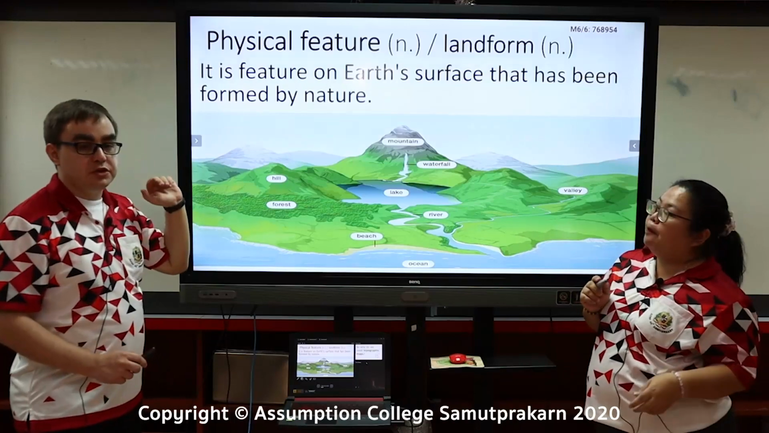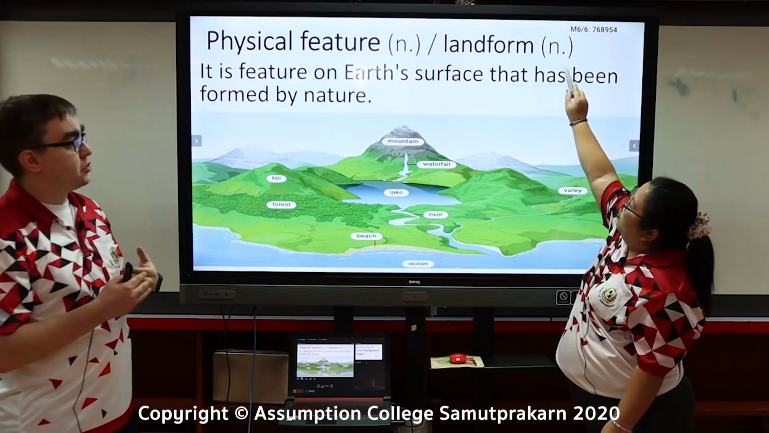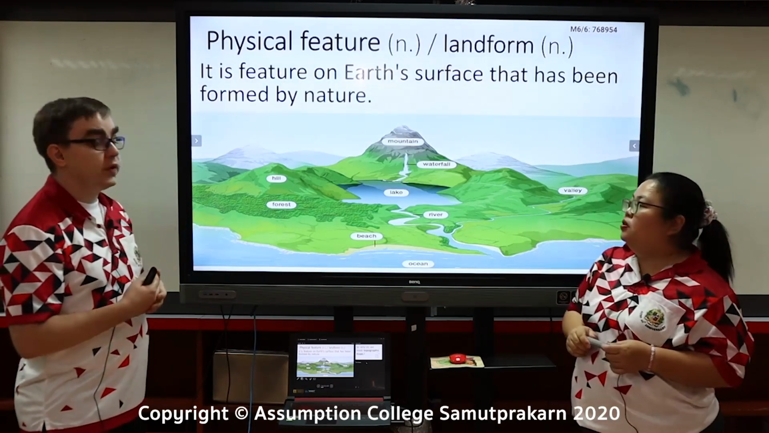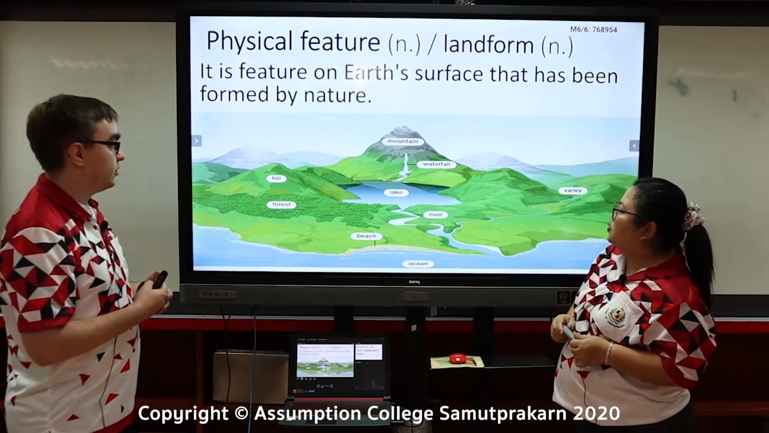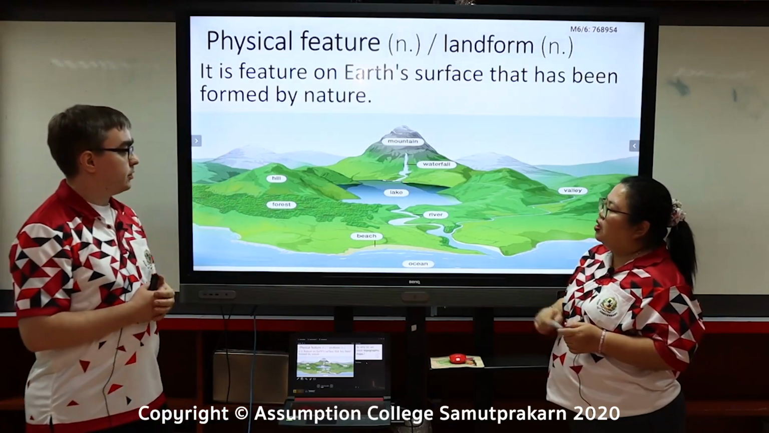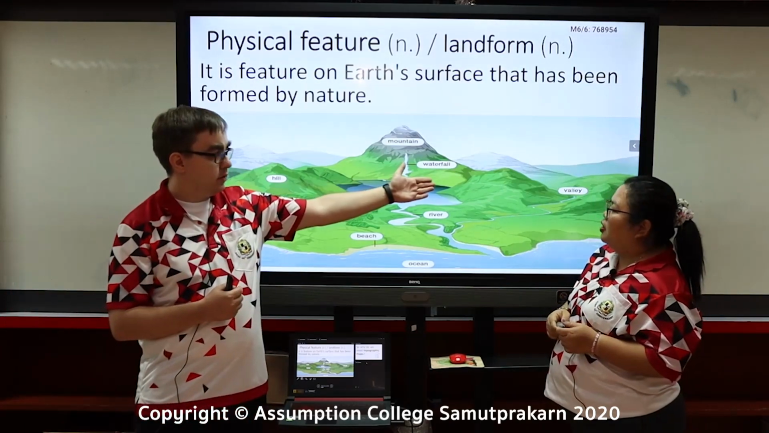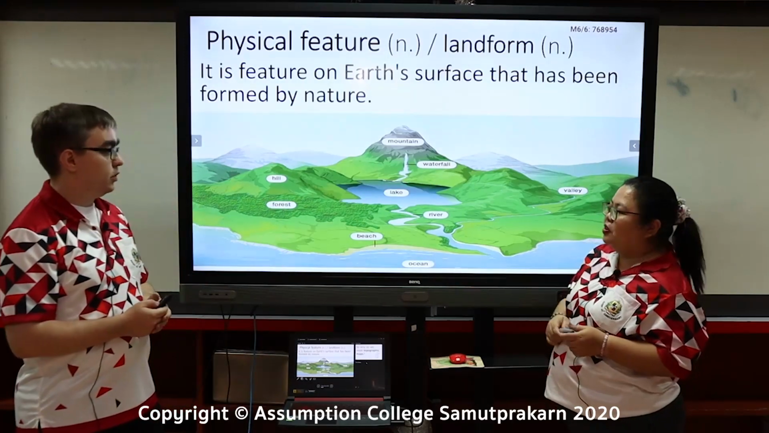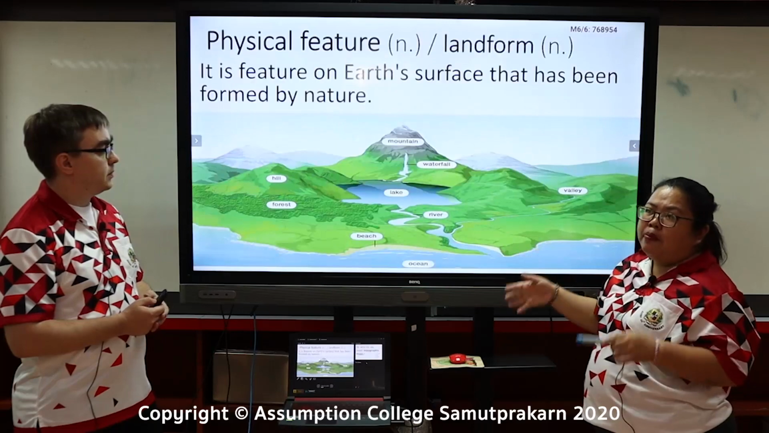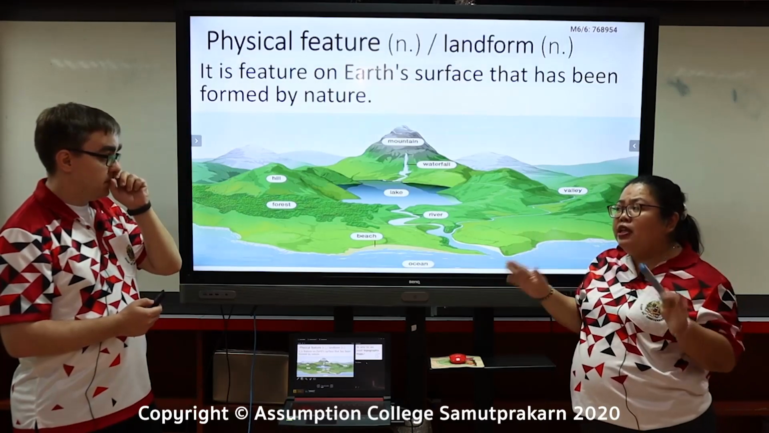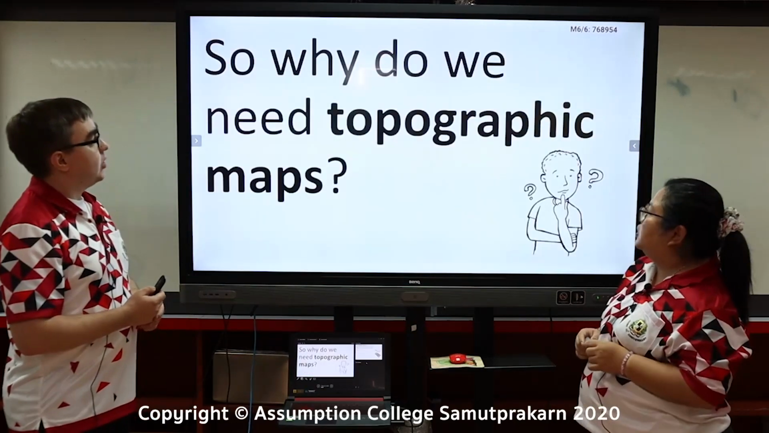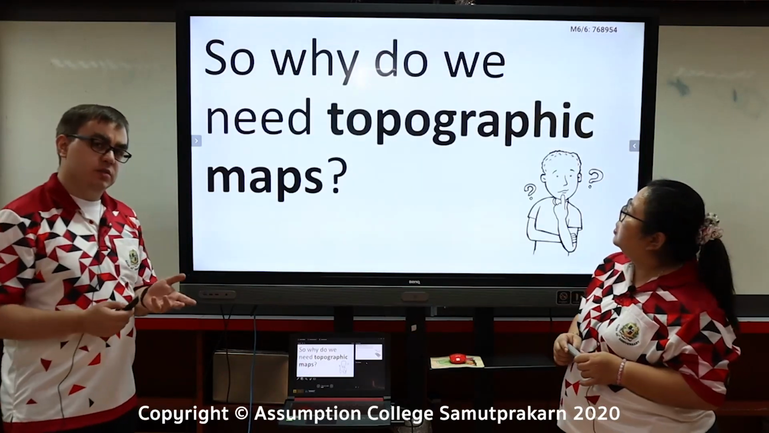What are physical features or landforms? These are features of the Earth's surface that were created by nature. For example, mountains, waterfalls, forests, rivers, valleys, and oceans. These are examples, but in reality there are many landforms in the world, many types. Now, why do we need topographic maps?